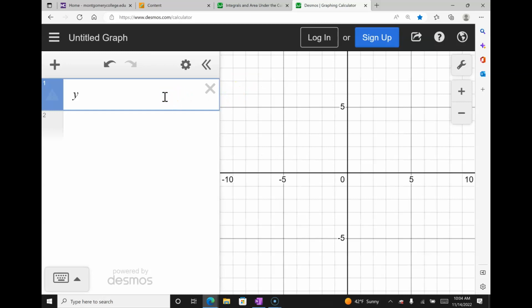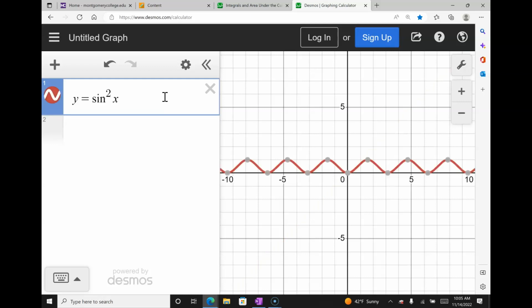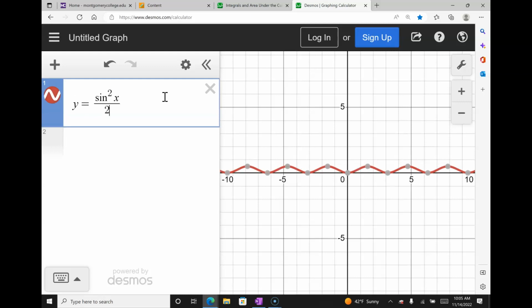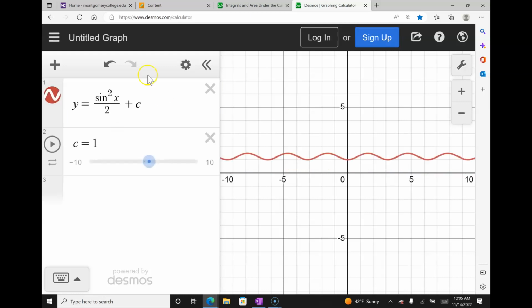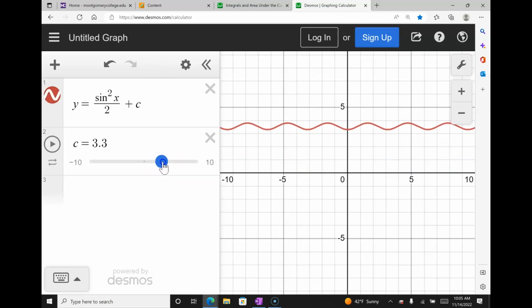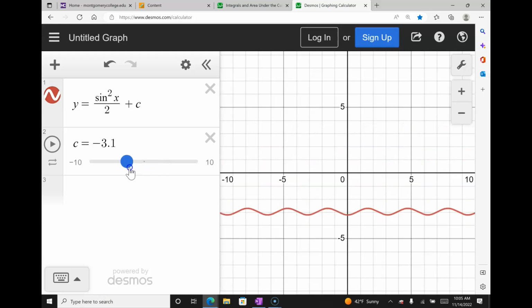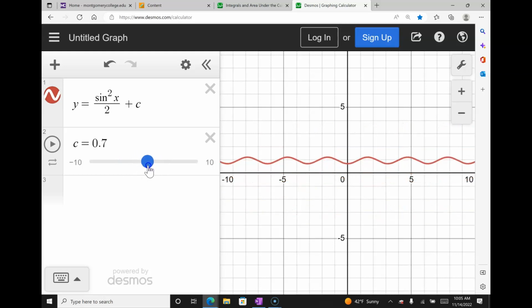So I got y equals sine squared x, all divided by 2 plus c. But who cares about plus c for now? If I put it in there, you can see it's just taking my whole function and moving it up or down, right? So the slopes all stay the same, yes?